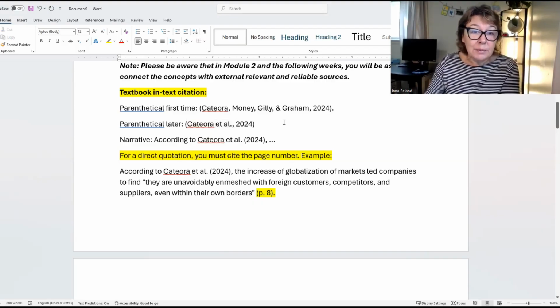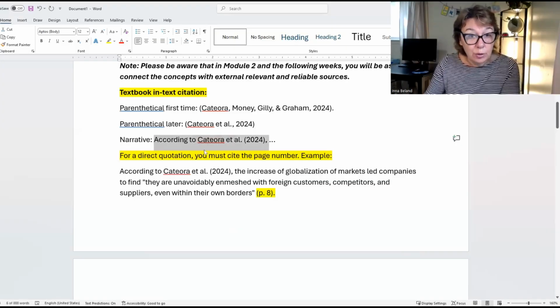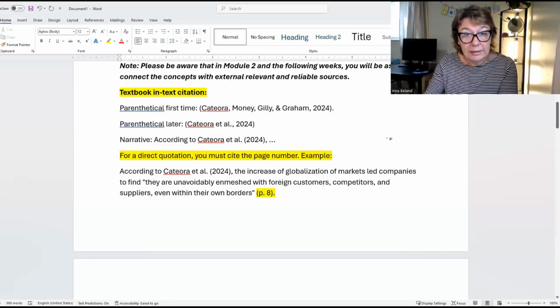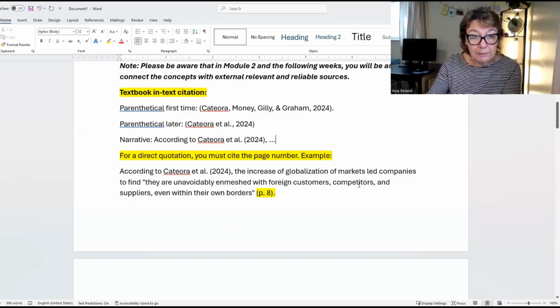2024. Et al. means and others. Kotler and others, 2024. And we know who those others are. We already cited all their names when we cited the first time. And when you use a narrative like according to, we cite this way: according to Kotler et al. in parentheses 2024, then we write whatever we want to say.